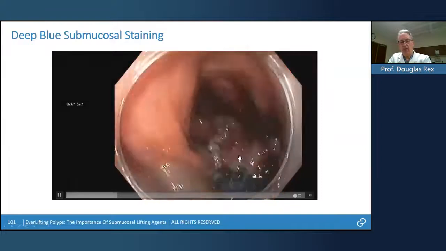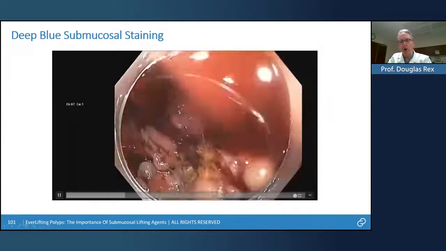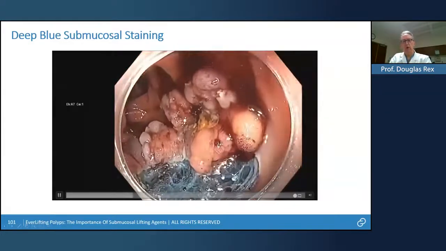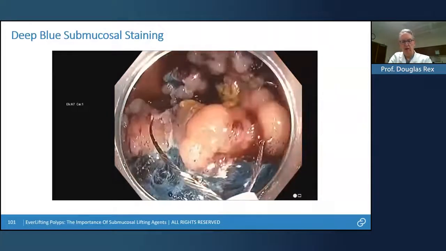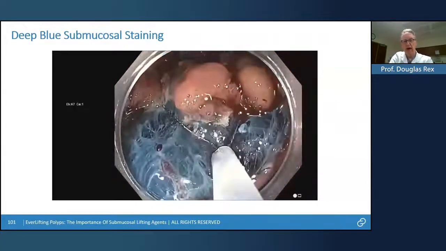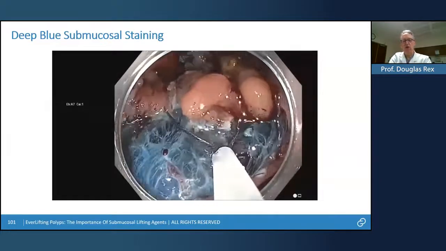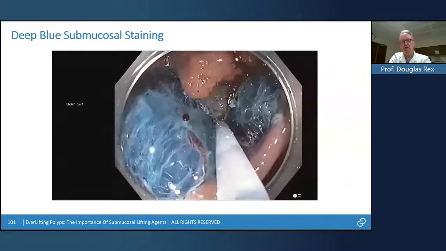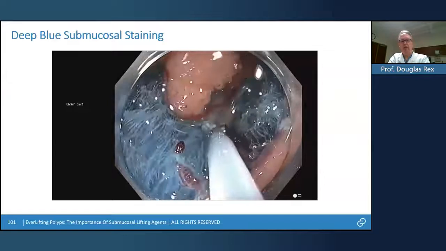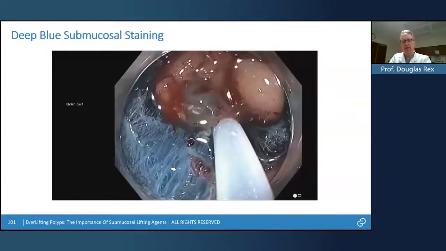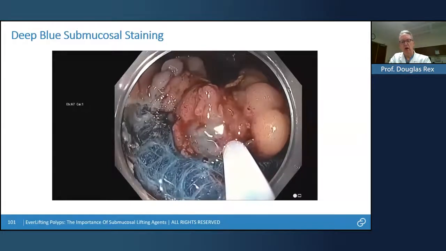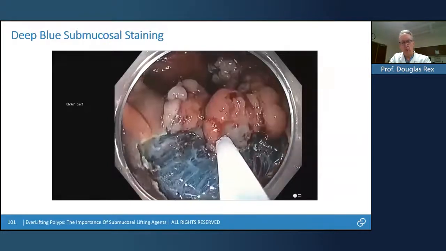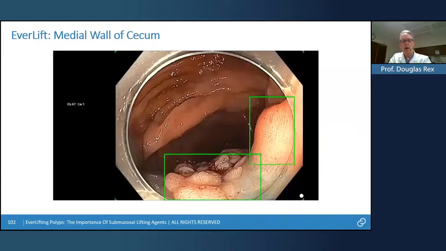I mentioned earlier that muscle is white. You do see some thin white strands of submucosal tissue, but this is not exposed muscle. It's not a true target sign. If you have not had the target sign and it's in your future, once you've seen a target sign or two, you'll recognize it pretty much every time it occurs. But I really like this deep blue color that stains the submucosa very well. And that's an important goal that we want in our submucosal injection fluid.